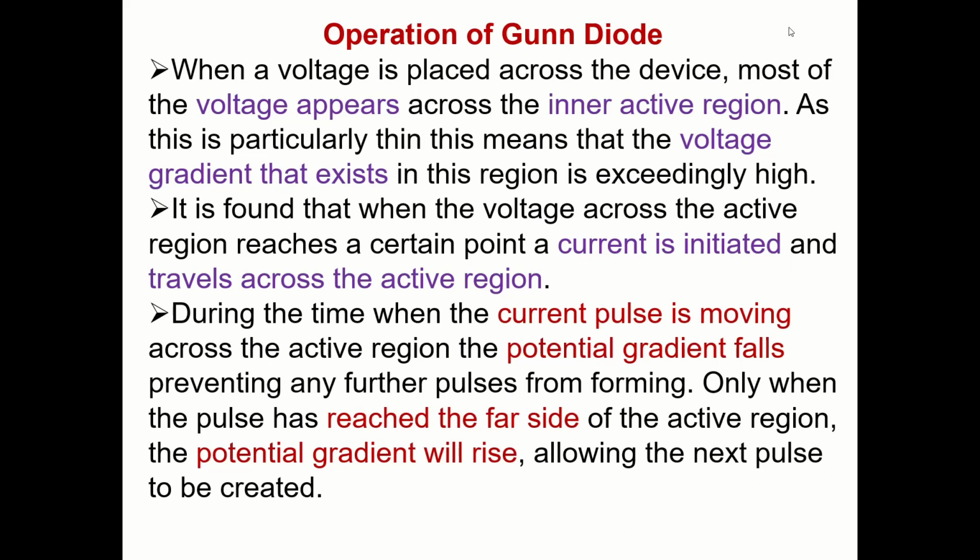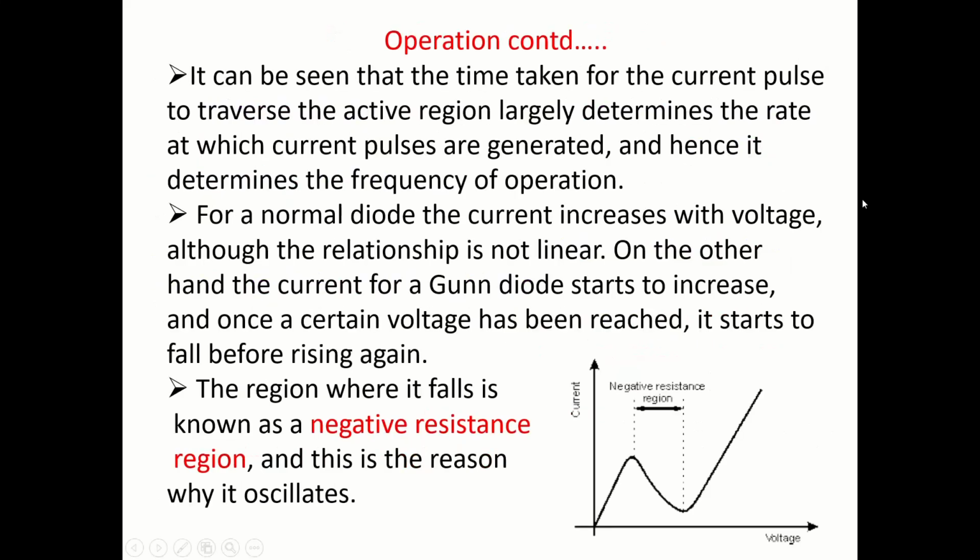During the time when the current pulse is moving across the active region, the potential gradient falls, preventing any further pulses from forming. Only when the pulse has reached the far side of the active region will the potential gradient rise, allowing the next pulse to be created. So see here, this is actually based on the negative resistance region.